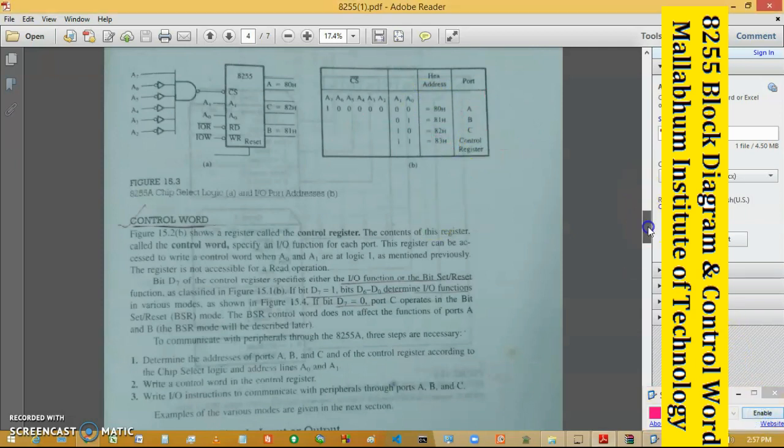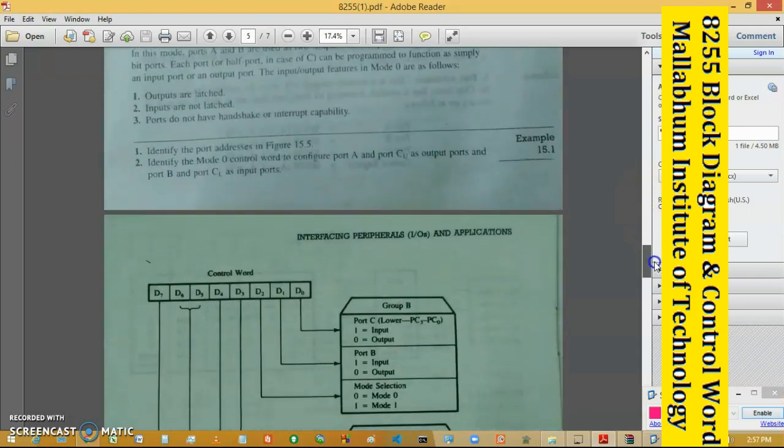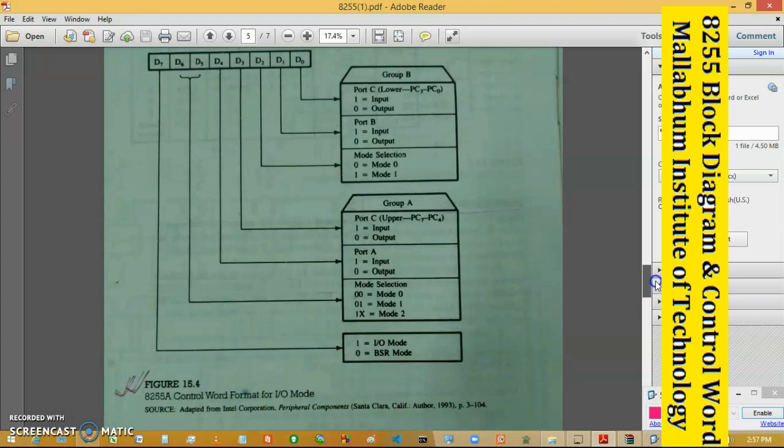Next is your control register. The control register is very important in the sense that with the help of this control register, 8255 identifies what kind of operation is to be performed. I have said it earlier also. So here you can see that bit D7 is responsible for BSR mode or IO mode. If it is 0 then it is BSR mode, and if it is 1 then it is IO mode. Okay, as we are concerned with the IO mode, it is always set to 1 for that purpose.